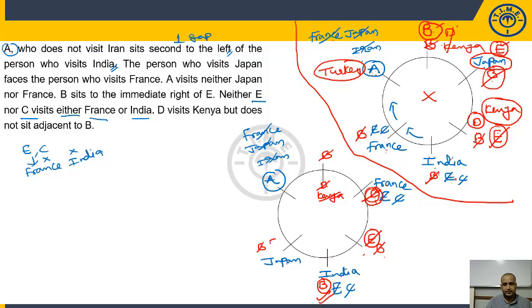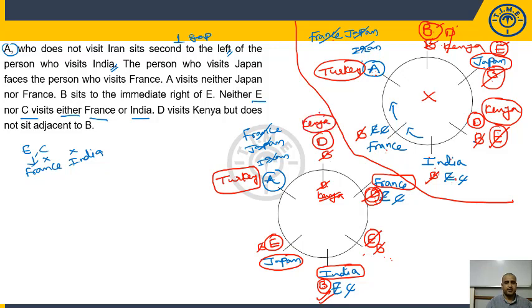So B sits immediate right of E. So E is from Japan, B is from India, and here we have only France, person is not yet decided. So A will be the remaining Turkey. So who are placed so far? And we have one piece of information, D is from Kenya, but does not sit adjacent to B. So D cannot be here. So these are the only possibilities, D here and the person from Kenya. D is from Kenya, right? So A, B, D, E are there.